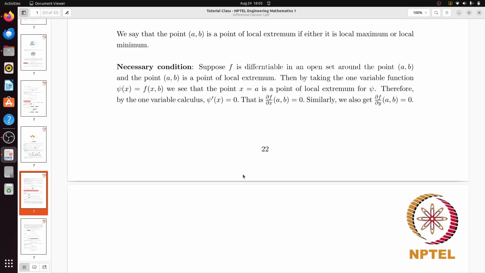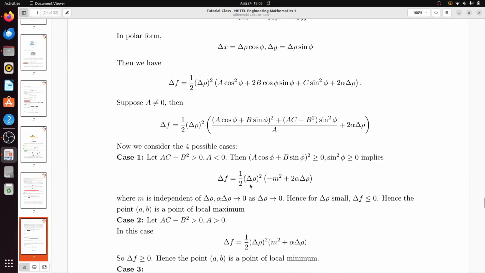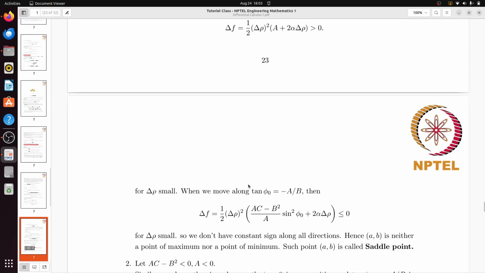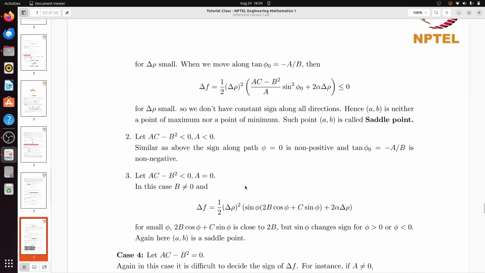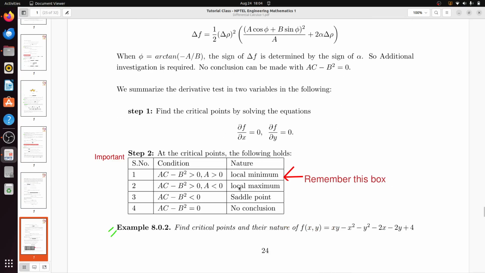When you move to double variable calculus, with functions of two independent variables, you need to take the two partial derivatives, that means del f del x and del f del y. So the necessary condition is del f del x equal to 0 and del f del y equal to 0. Next I will move to the sufficient condition. Here there is a detailed calculation, but please remember this box, this is very important.